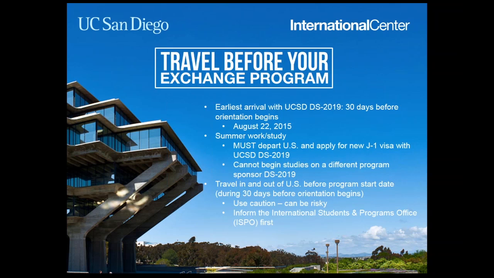For those of you who plan to travel in and out of the United States within this 30-day period, for example, a short trip to Mexico or Canada after you have already arrived in the States with your UCSD DS 2019, please use caution. This can be risky, and Customs and Border Protection may not let you back into the U.S. Before you do this, please consult with our office. We can give you help and guidance on how to navigate this.